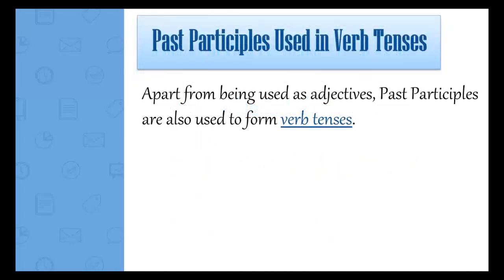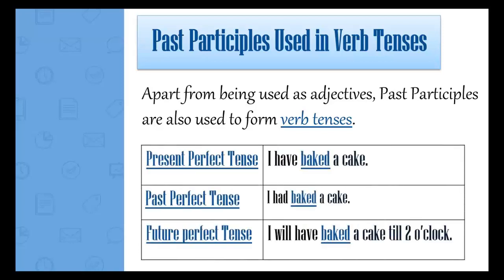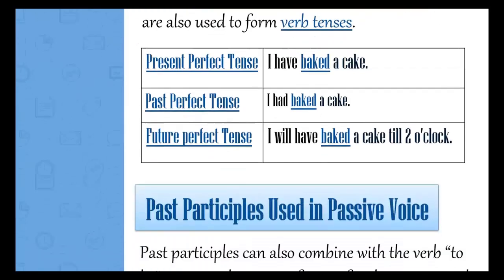Past participles used in verb tenses. Apart from being used as adjectives, past participles are also used to form verb tenses. They are used in all the perfect tenses. Look at this table. I have baked a cake, I had baked a cake, I will have baked a cake till 2 o'clock. The past participles have been shaded in all these examples.